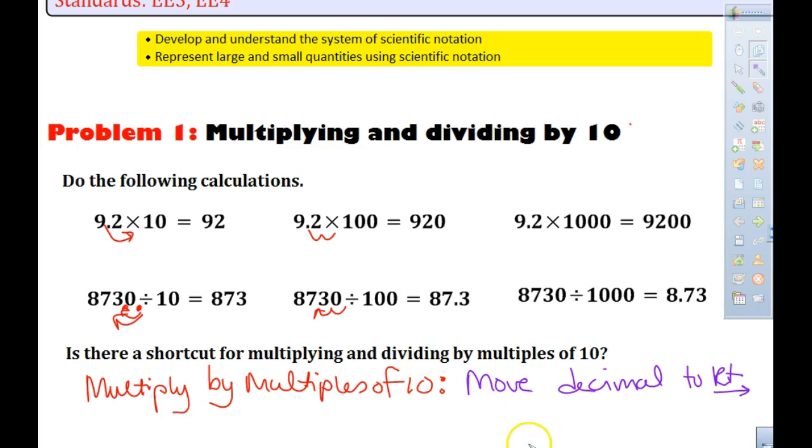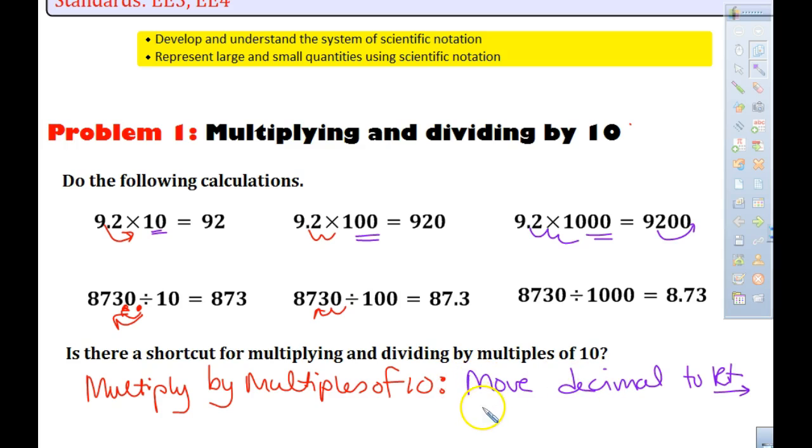And how many places do I need to know how to move it? So I look at the what? Like if I'm looking at this one, we moved it 2 places. Here we moved it once. Here we're moving it 3 places. What helps me decide how many places to move it? We're going to count the number of zeros, right?